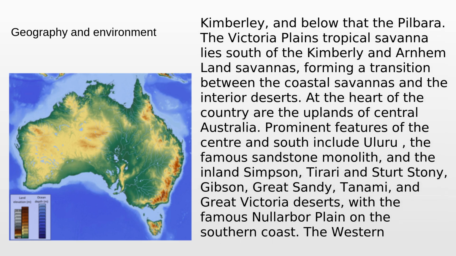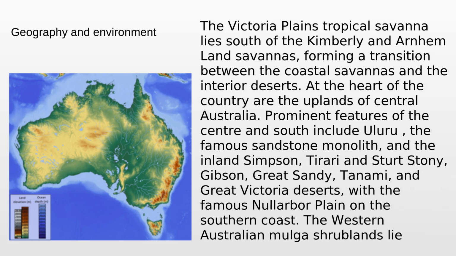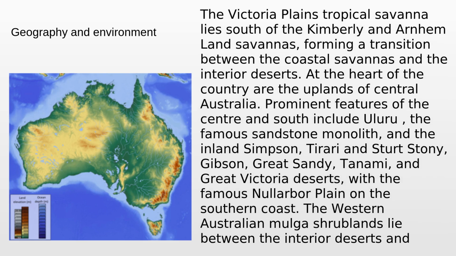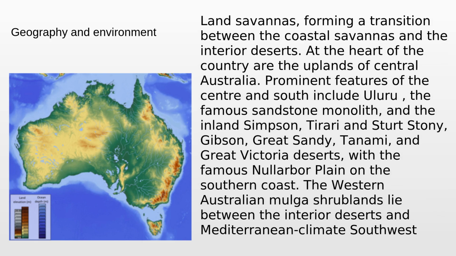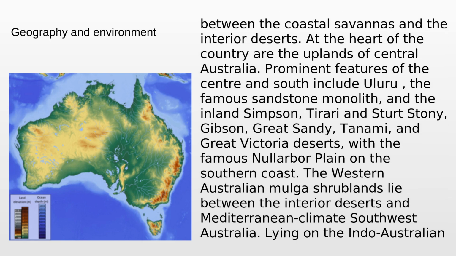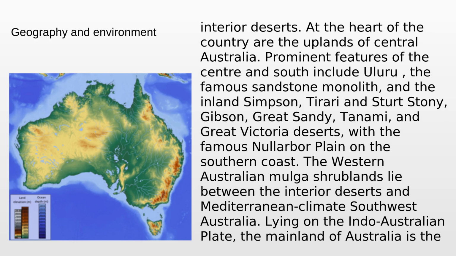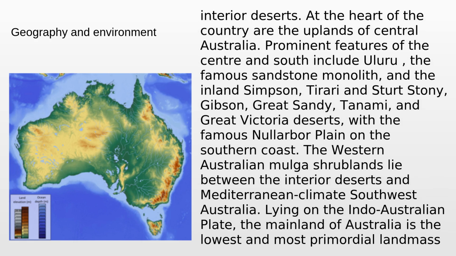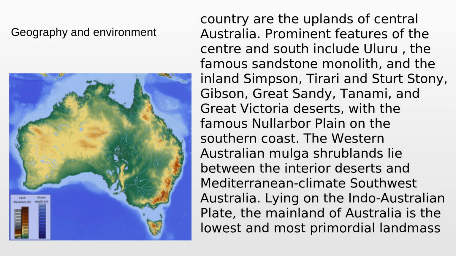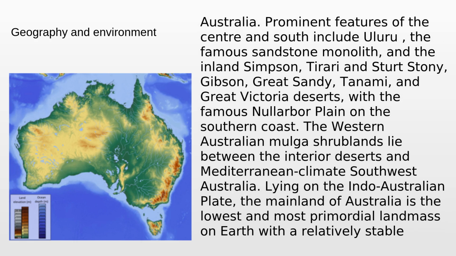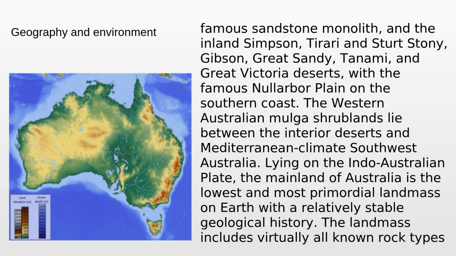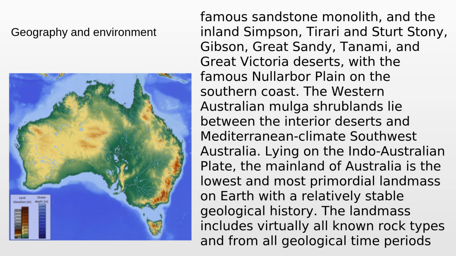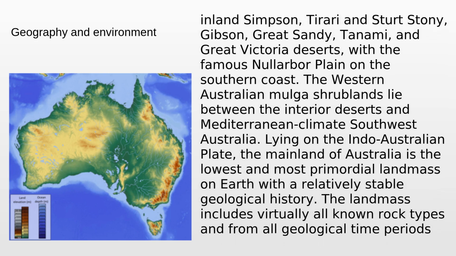The landscapes of the Top End and the Gulf country, with their tropical climate, include forest, woodland, wetland, grassland, rainforest and desert. At the northwest corner of the continent are the sandstone cliffs and gorges of the Kimberley, and below that the Pilbara. The Victoria Plains tropical savanna lies south of the Kimberley and Arnhem Land savannas, forming a transition between the coastal savannas and the interior deserts.